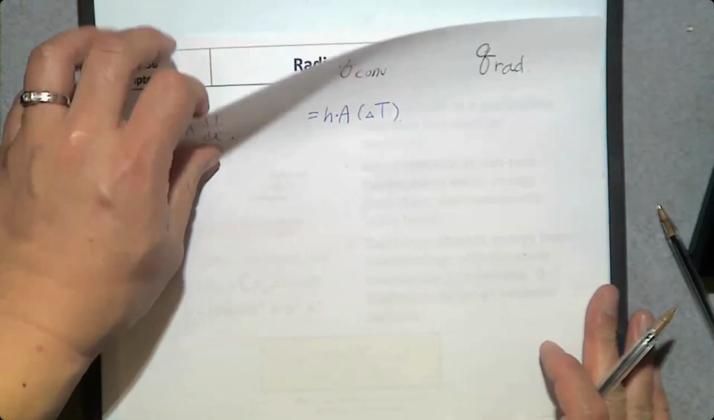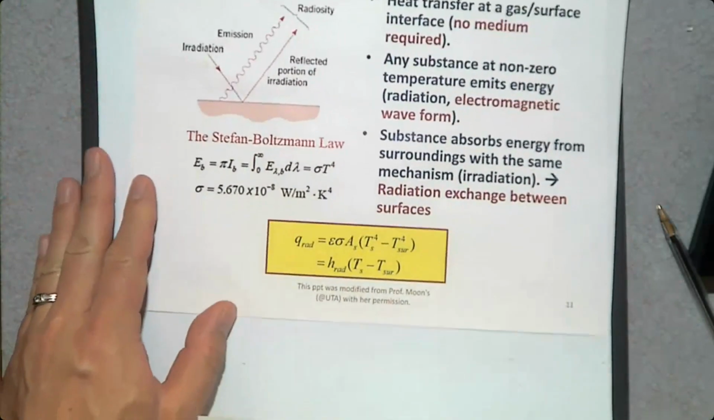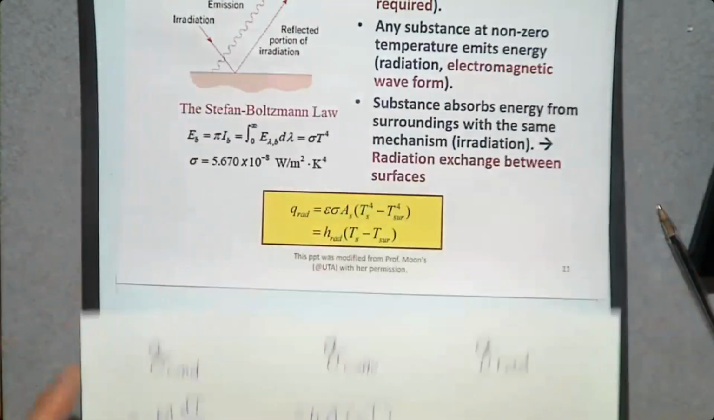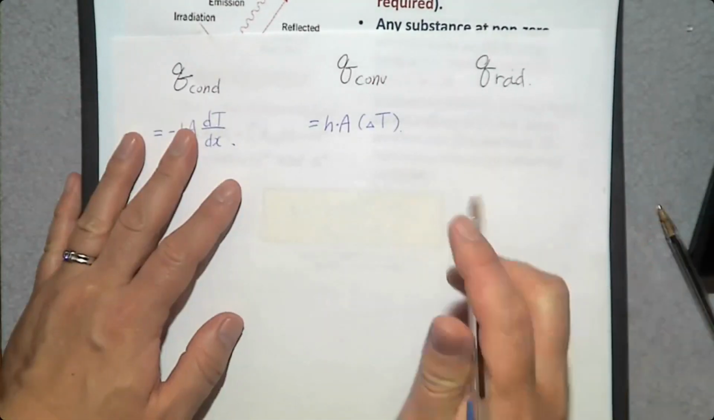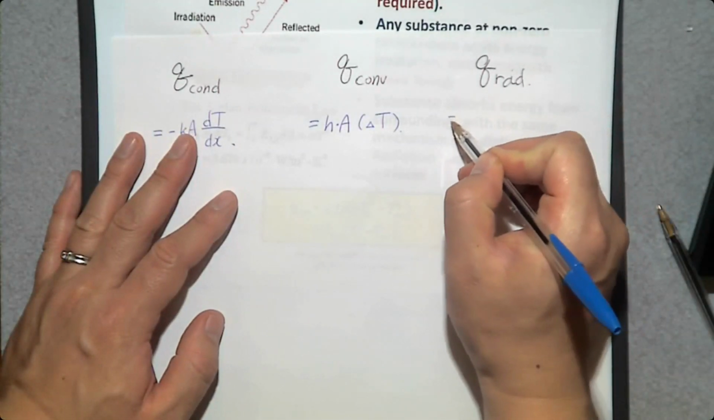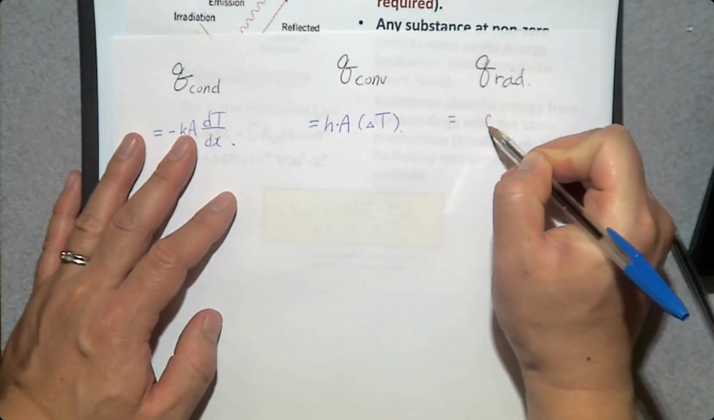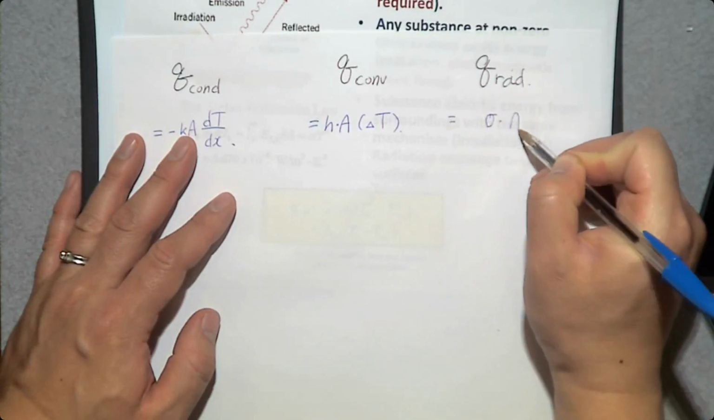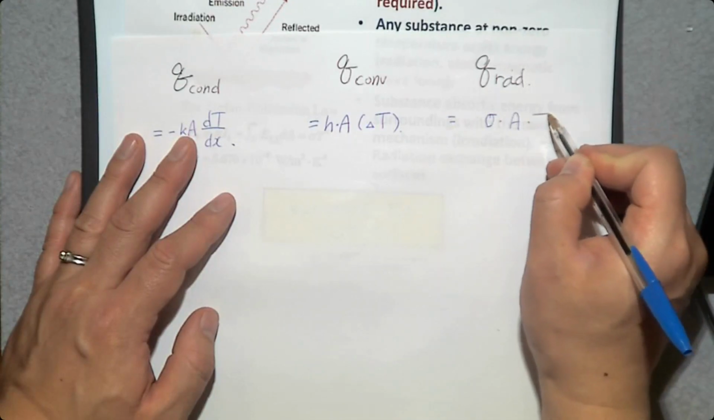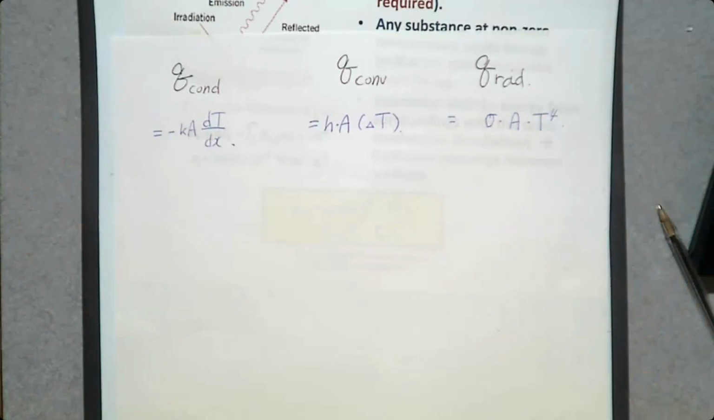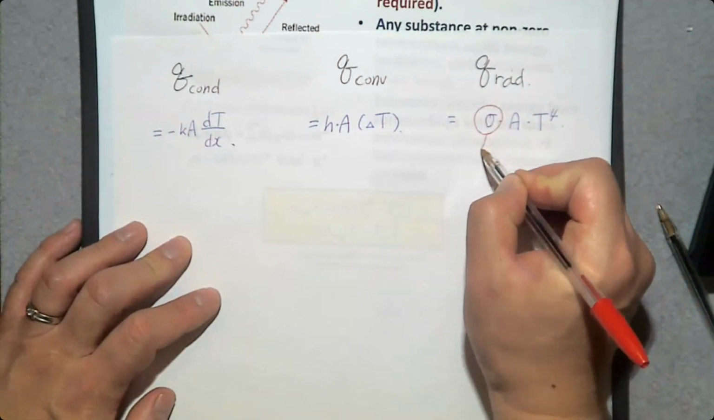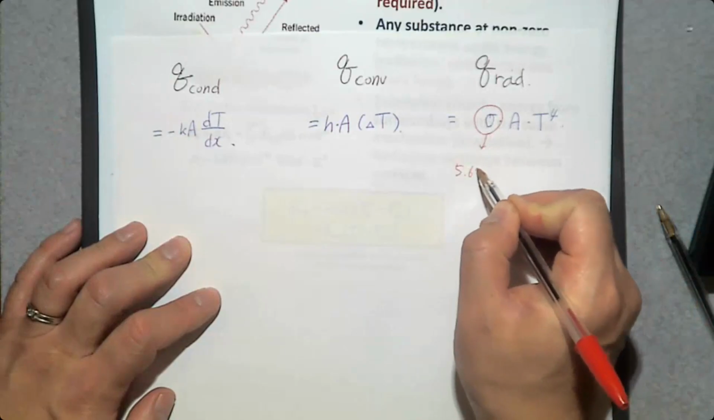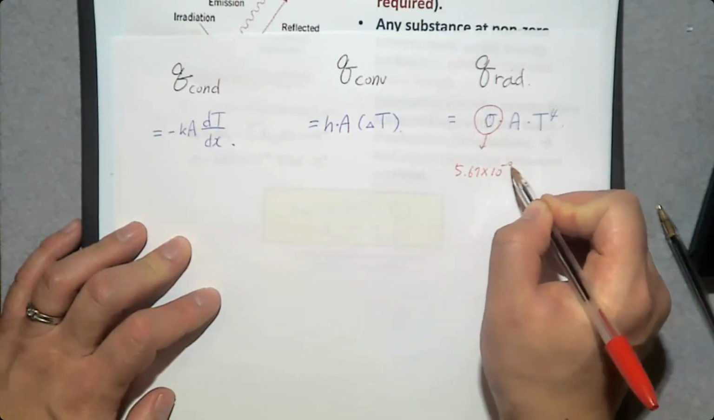We can use Stefan-Boltzmann's law, which is epsilon times sigma times the surface area times the temperature to its fourth power. So that's how you determine the radiation heat transfer. This sigma is the Stefan-Boltzmann constant. It is 5.67 times 10 to the minus 8.